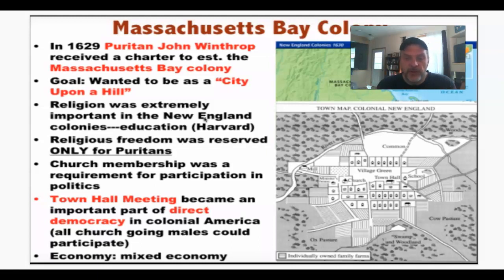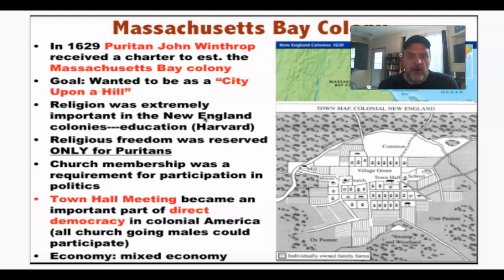In the New England colonies, there were what came to be known as the first town hall meetings. These were really important meetings and early examples of direct democracy in colonial America. Only church-going males could participate, and early on only land-owning, church-going males could participate. But nonetheless, this was the first example of a direct democracy where people were making their own laws and living in society through those laws.